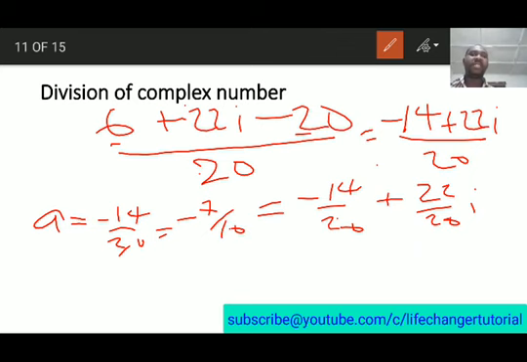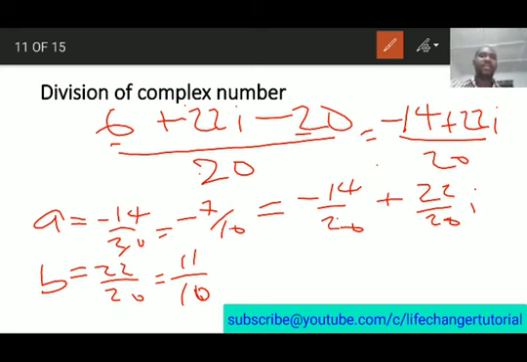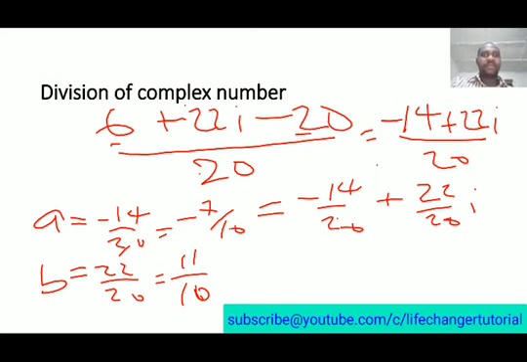Then the imaginary part, b, our imaginary part here is 22 over 20. I can divide 2 both sides to give us 11 over 10. Okay, so your a is minus 7 over 10 and your b is 11 over 10. This is beautiful.